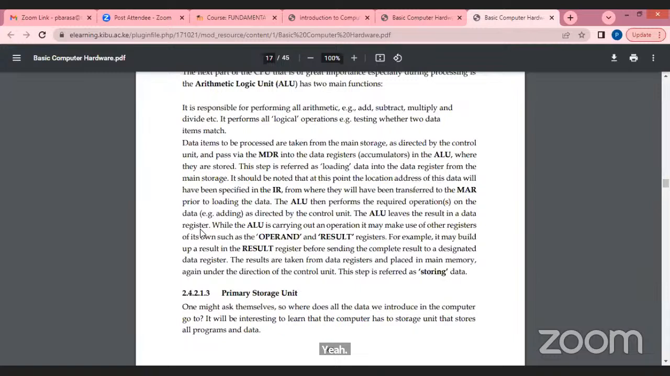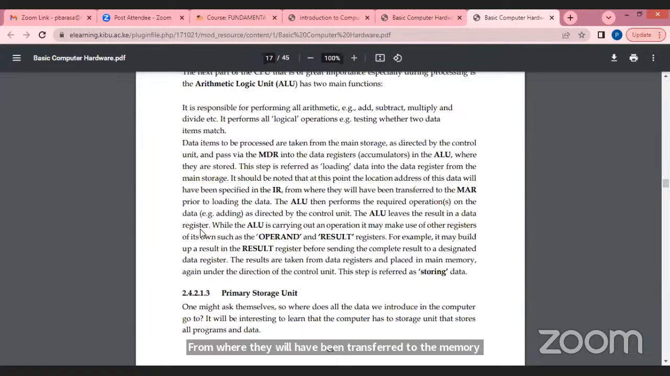In the ALU, where they are stored, this step is referred to as loading data into the data register from the main storage. It should be noted that at this point, the location address of this data will have been specified in the instruction register, from where it will have been transferred to the memory address register prior to loading the data. So the ALU then performs the required operations on the data as directed by the control unit. The ALU leaves the results in a data register.